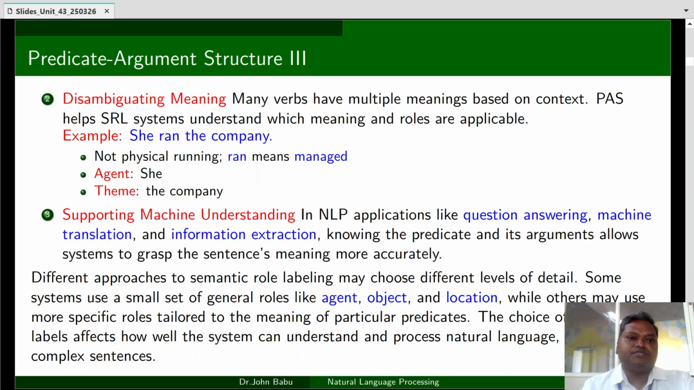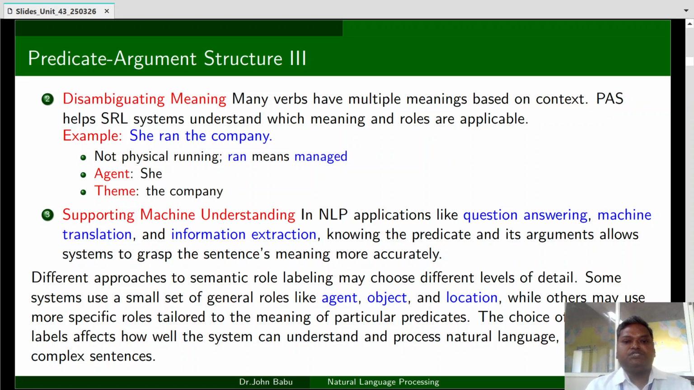Then secondly, whenever we talk about words, certainly we are dealing with ambiguity in most of the chapters. So, predicate argument structure secondly deals with disambiguating the meaning. Verbs will have different meanings in different contexts. For example, she ran the company, here ran means managing, not physical running. That ambiguity will be resolved using predicate argument structure.